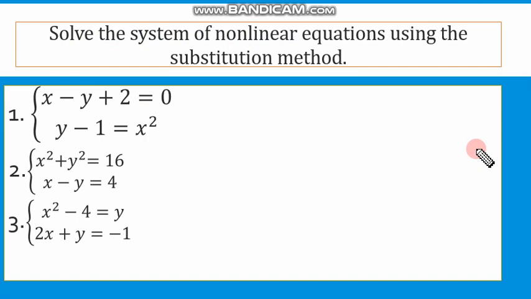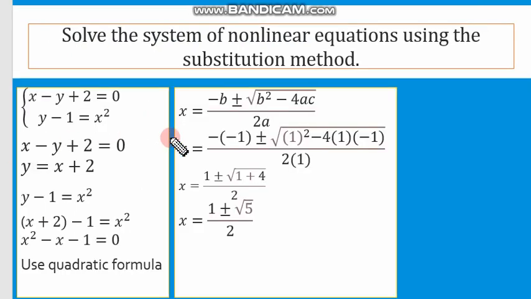Okay, so let's get back to the substitution method. This time, we will solve a system of nonlinear equations using the substitution method. For number one, x minus y plus 2 is equal to 0, and the second equation is y minus 1 is equal to x squared. One of the equations has a power of 2, making it a non-linear equation. So it is not all straight lines. One of the equations is non-linear.